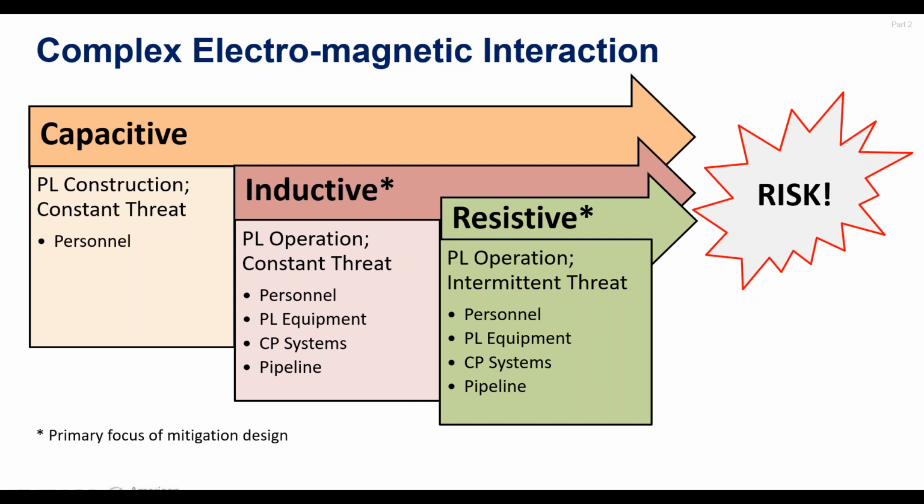Now, we use the asterisks to draw your attention to the primary focus of our mitigation design. Those inductive and resistive coupling effects are what our mitigation systems are designed to address. Our capacitive effects can be taken care of with some temporary grounding during pipeline construction. That doesn't minimize that threat; that simply differentiates it from the threat after construction, or what we choose to refer to as in operation.